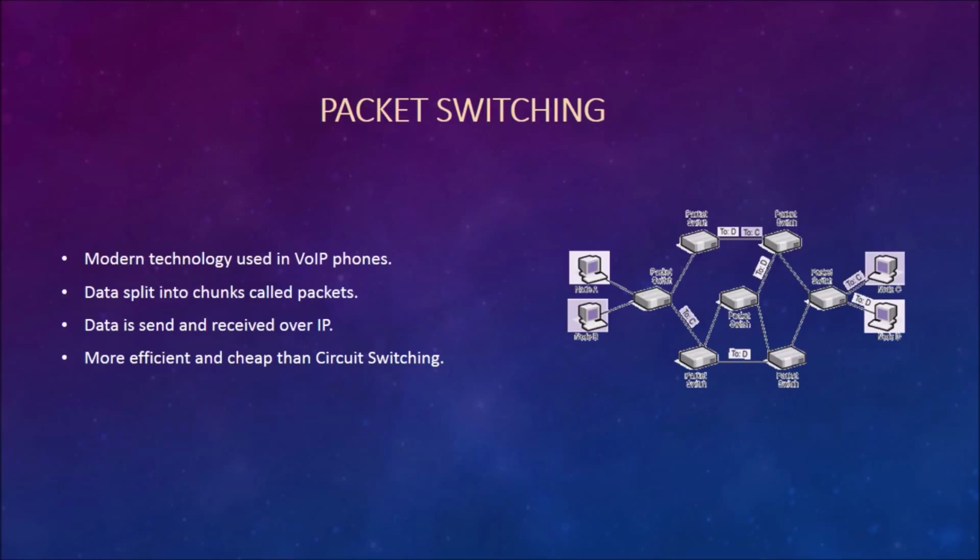VoIP makes use of a modern technology called packet switching. In packet switching, there is data transmission over the device's IP address. This data is split into packets and transmitted to the destination with the help of routers or Ethernet cables. This makes calls cheaper, faster, and more efficient than PSTN or any other analog phones.